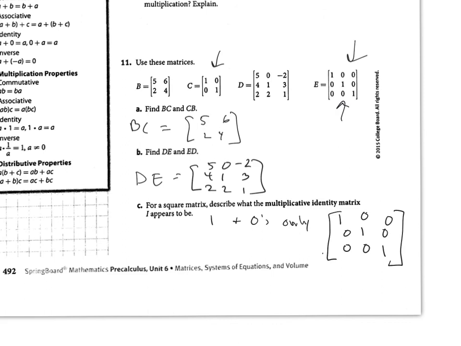So this is your multiplicative identity matrix, and we're going to need this later when using matrices to solve problems, solving linear equations. So that's why it's important. We're going to use this again later. Now you have an assignment for tomorrow on page 493. Please do 15 through 23, just the odd numbers.